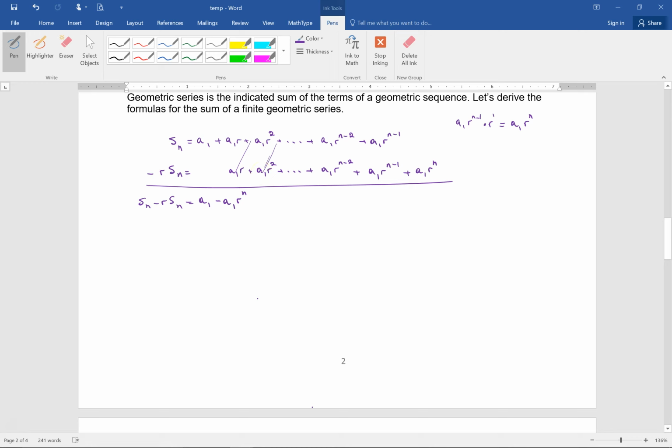Okay? But now, I don't want this mess. I'm looking for what Sn is. So let's just factor out an Sn. And I get 1 minus R is equal to A1 minus A1 R to the n. So Sn is A1 minus A1 R to the n over 1 minus R. And, you know, I don't want to write A1 twice, so let's just factor it out. And look at how cute that formula looks. Okay? That is the formula for the sum of a series. Okay?